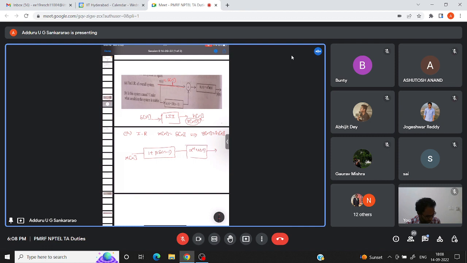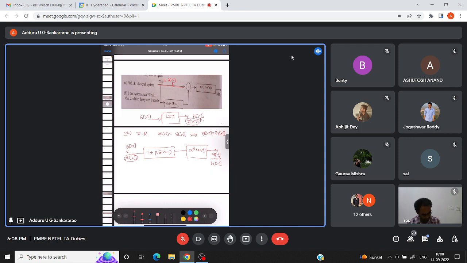Okay, here you have the output. These two branches are parallel. The overall one I have written as 1 plus beta del of n minus 1. Now, to find the impulse response, the input I am giving is del of n. Then what output you will get is nothing but h of n, right? When the input is del of n, the output I get is nothing but h of n.